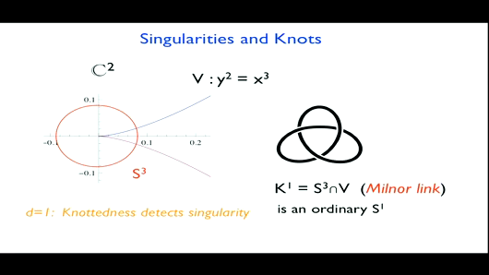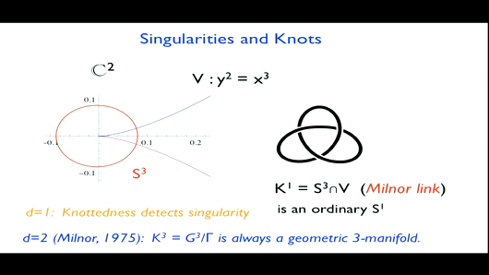Well, what happens in 1 dimension higher? Interestingly, this 1-dimensional object becomes 3-dimensional if we go to 3 complex variables. And in fact, it's almost never a circle. It usually has infinite fundamental group. And what Milnor proved is that, nevertheless, the resulting 3-dimensional space is always a geometric three-manifold. That is, it's the quotient of a three-dimensional Lie group by a discrete co-compact subgroup.